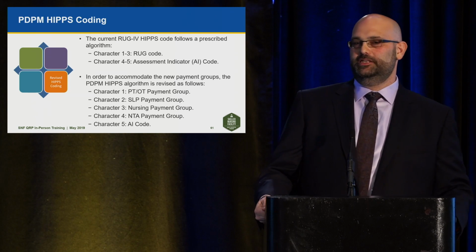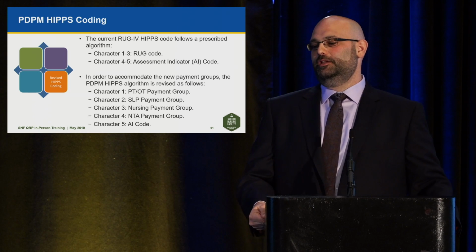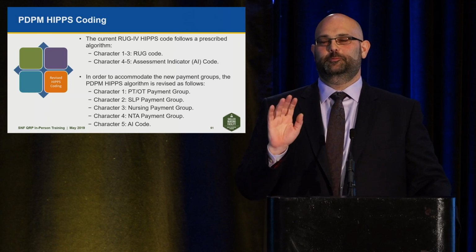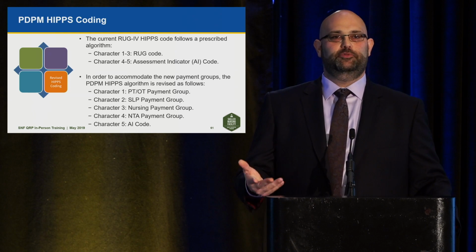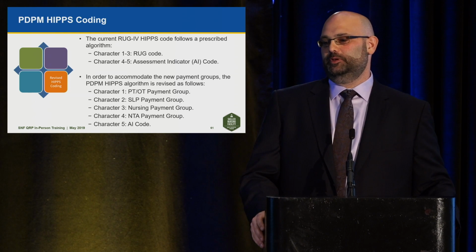The first character is the PT and OT payment group. The second character is SLP. The third character is nursing. Character 4 is NTA, and the 5th character is that same type of AI code, which tells us what kind of assessment generated that code.